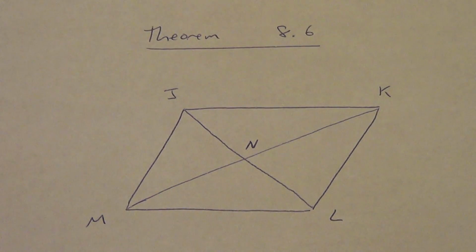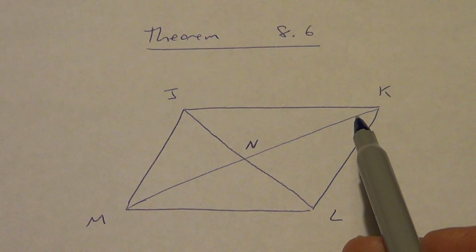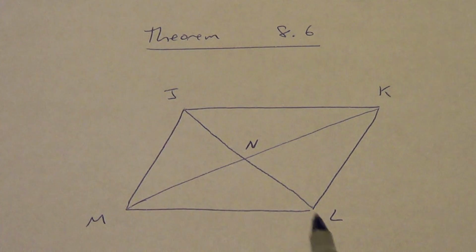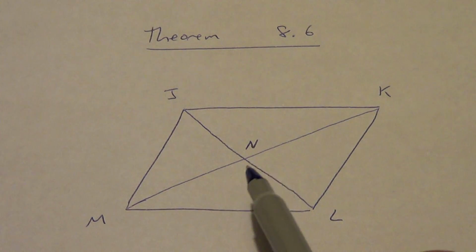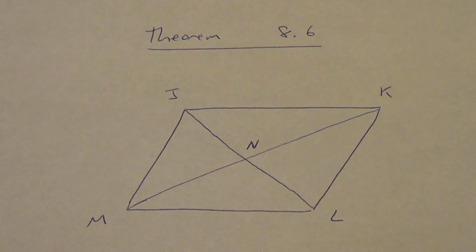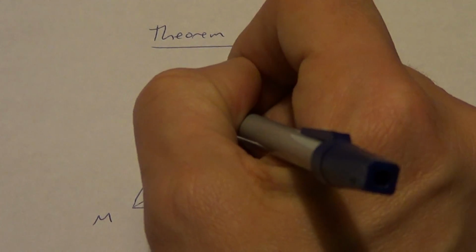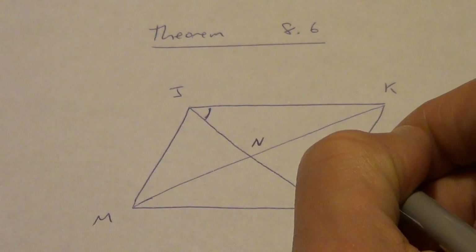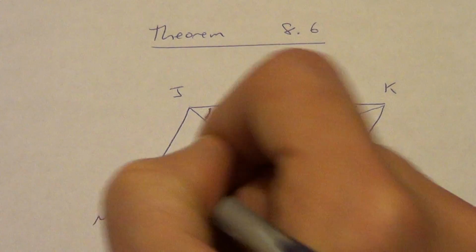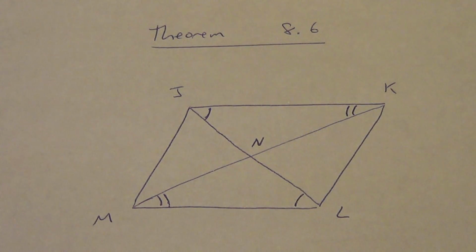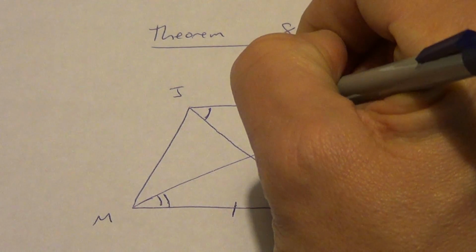All right, so the question is, is JL being cut in half by KM? And is KM being cut in half by JL? In other words, is JN congruent to NL? Is MN congruent to NK? Once again, we're going to prove this by just proving we have some congruent triangles. So we've already figured out we've got alternate interior angles. We've got some more alternate interior angles up here and down here. We just proved that the opposite sides were congruent in an earlier theorem, so this must be congruent to this.